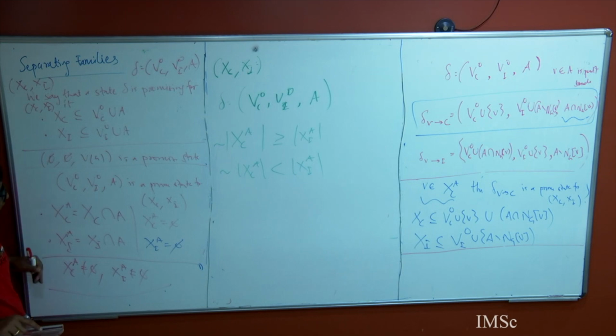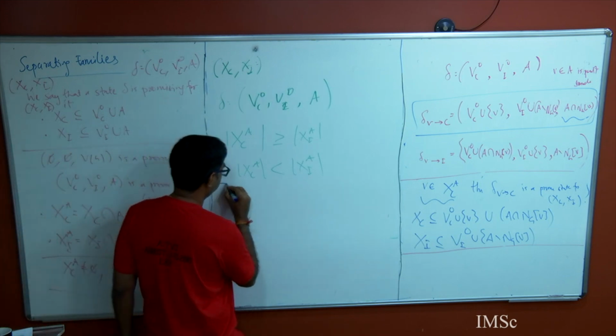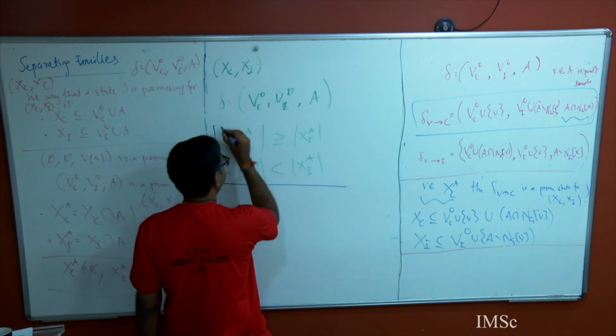Look, XCA is some set of neighbors. XIA is some set of neighbors. You're talking about sets. And it has to work for every XC, XI, not just one fixed XC and fixed XI. It has to be true about every XC and every XI. Okay. So it requires a more clever argument.